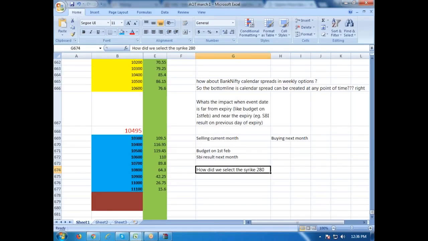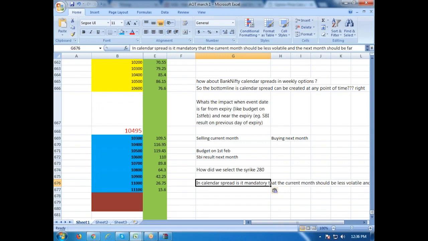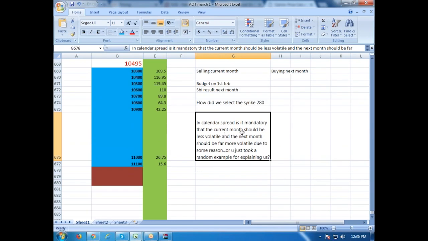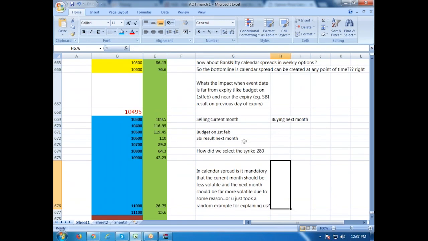I know the questions are coming in. Let me first finish the thing and then let me take the question. In a calendar, is it mandatory that the current month should be less volatile and next month it should be far more volatile due to some reason, or you just took a random example for explaining us? In a long calendar spread, you want the underlying in the current month to be less volatile. If you want the current month to be more volatile, then you choose a short calendar spread.